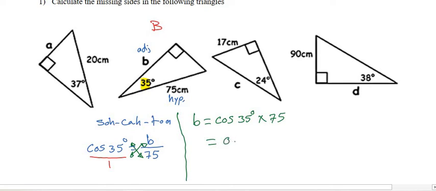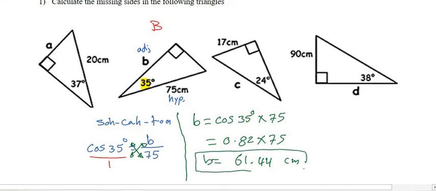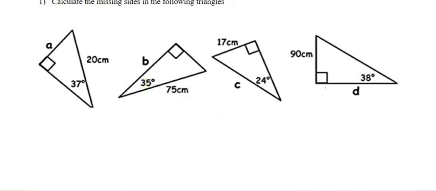approximately equals 0.82 multiplied by 75, and the answer is approximately equal 61.44 centimeters. So using cosine the angle, we could find out the missing side to be 61.44 centimeters. And now guys, let's solve C and D.